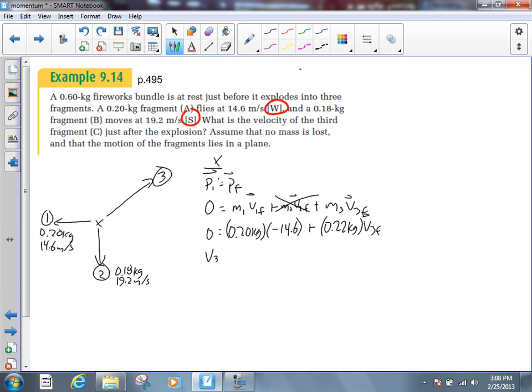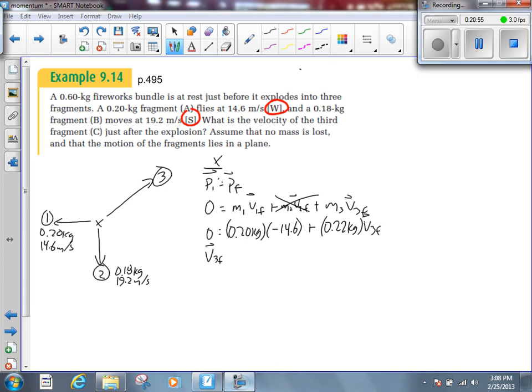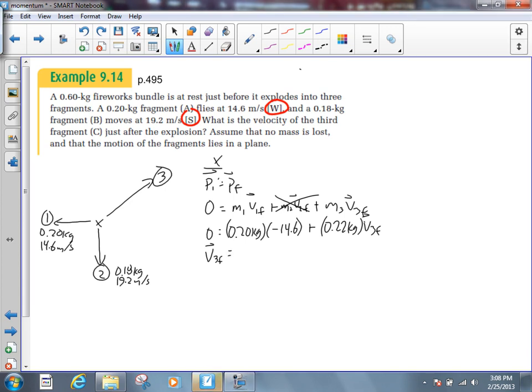Solve for V3F. What does it work out to be? 13.272727 meters per second. Let's go with the unrounded number there because it's not a final answer, right? We want unrounded numbers until we get to the final answer. Let's go through the y components now. Let's say pi is equal to pf. Once again, we'll say 0 initial momentum because it's at rest.